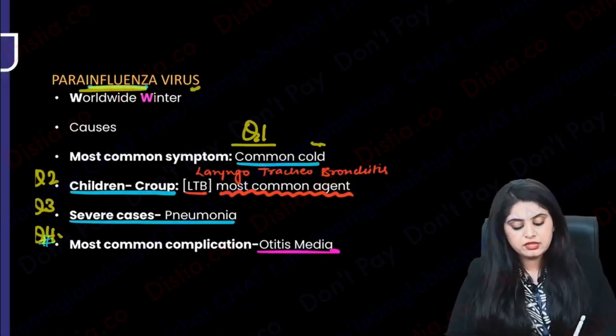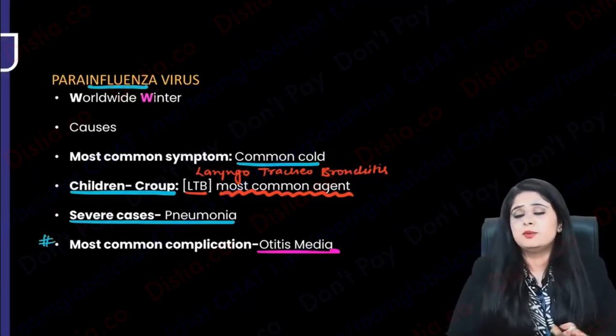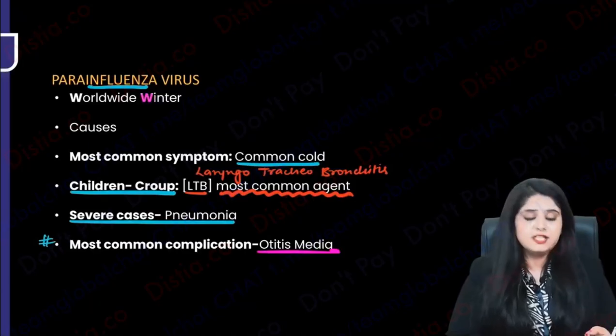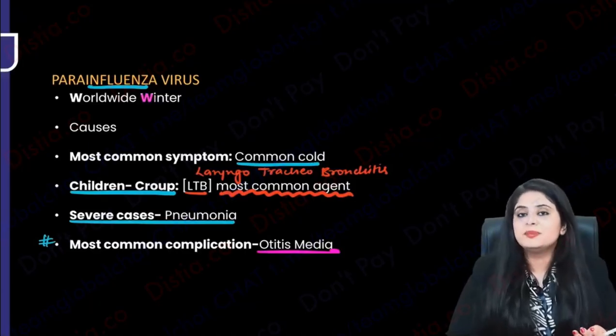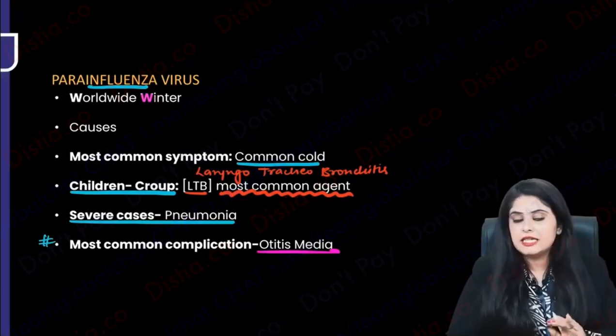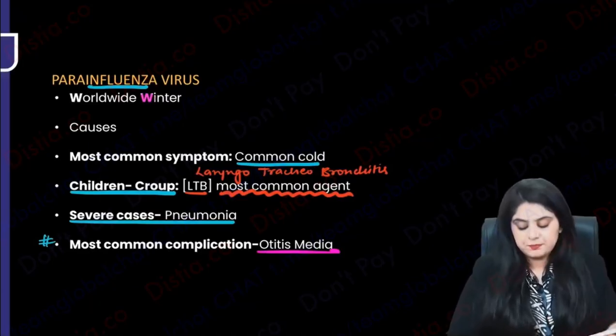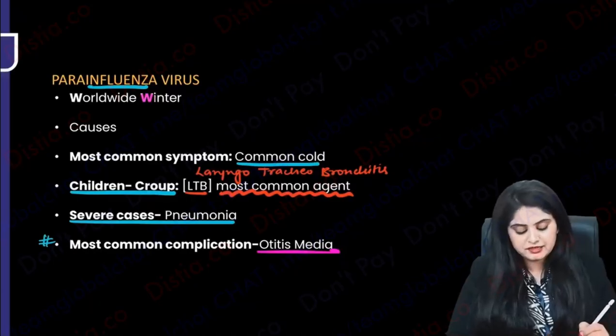Okay, four questions, nothing about lab diagnosis of parainfluenza, because by now I am also tired. The same antigen, antibody, RT-PCR, isolation, nothing new or specific about it. Let's move on to the next one, and that is the Nipah virus.